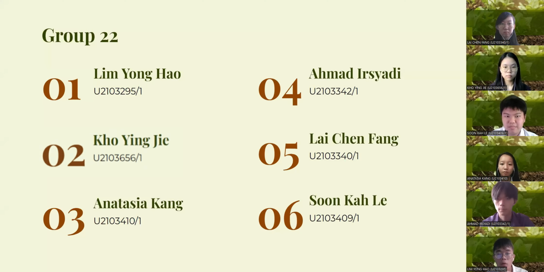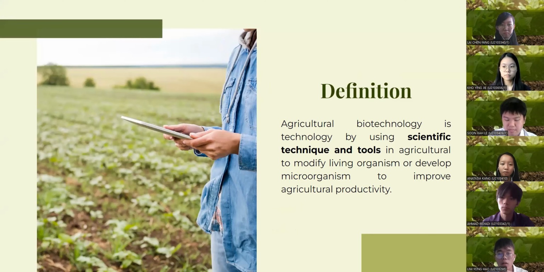And what is agriculture biotechnology? It is a technology using scientific and technical tools in agriculture, like genetic engineering, tissue culture, and molecular markers, in order to modify living organisms for specific agricultural uses, to improve agricultural productivity, like increasing crop yields, enhancing nutrient composition, and also food quality.